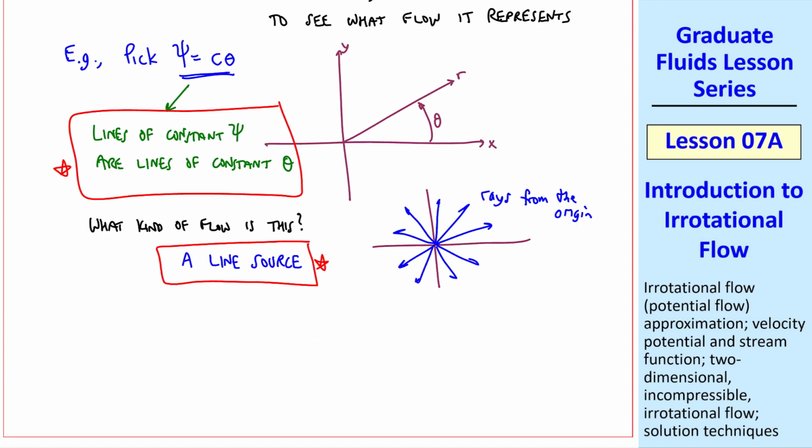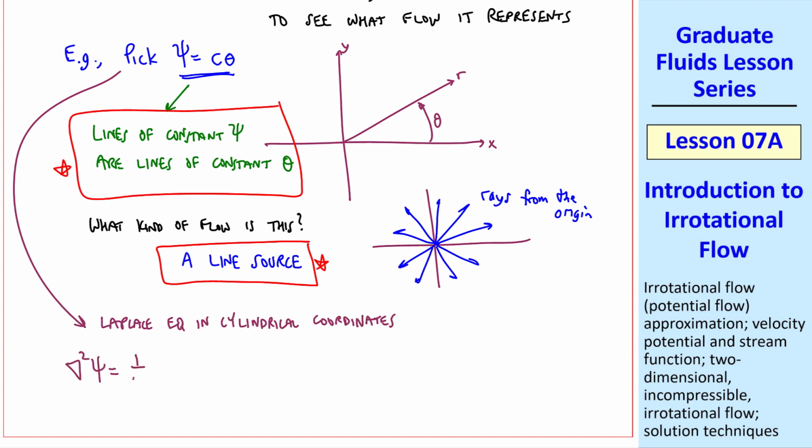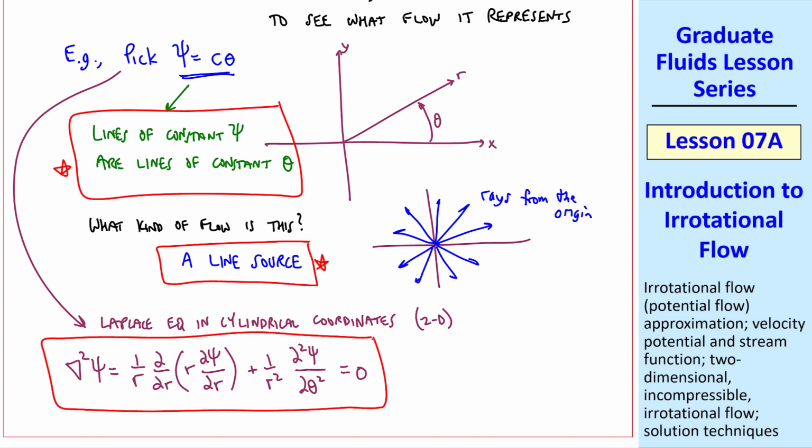I do want to quickly show the Laplace equation in cylindrical coordinates, namely del squared psi is 1 over r del/del r of (r del psi/del r) plus 1 over r squared del squared psi/del theta squared equals 0. This, of course, is for 2D flow. This equation will be needed in some future work, but I just wanted to show here that when psi equals a constant times theta, psi is not a function of r, and when you take the second derivative with respect to theta, it goes to 0. So we see that psi equal constant times theta does indeed satisfy the Laplace equation.